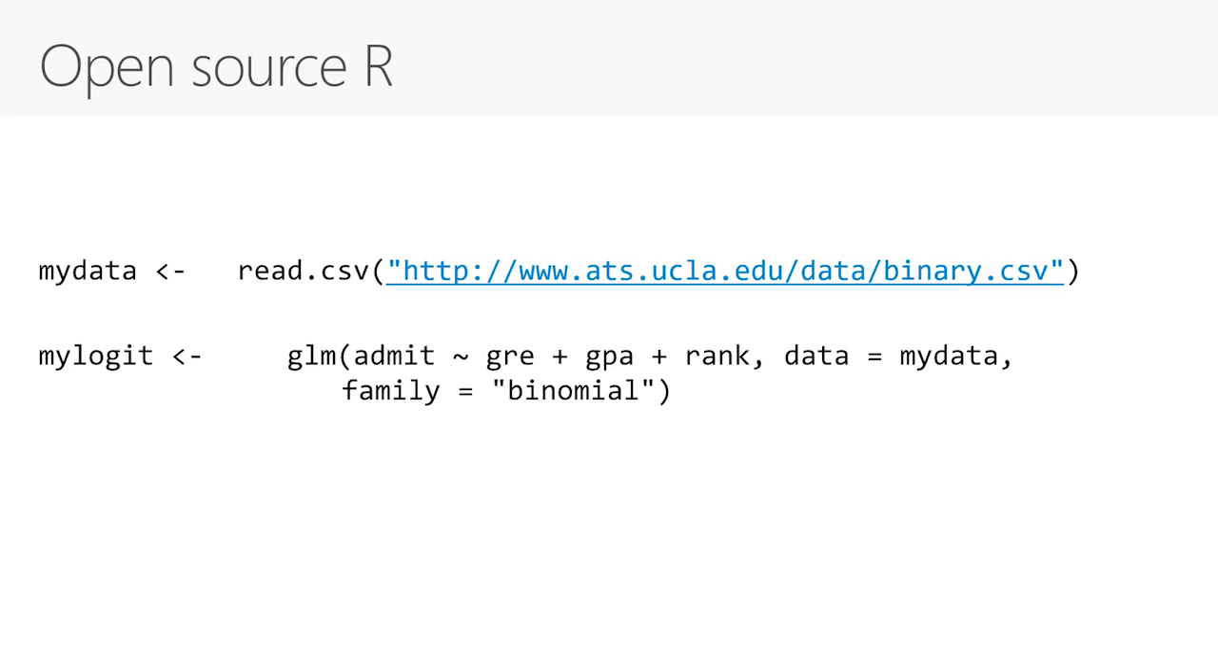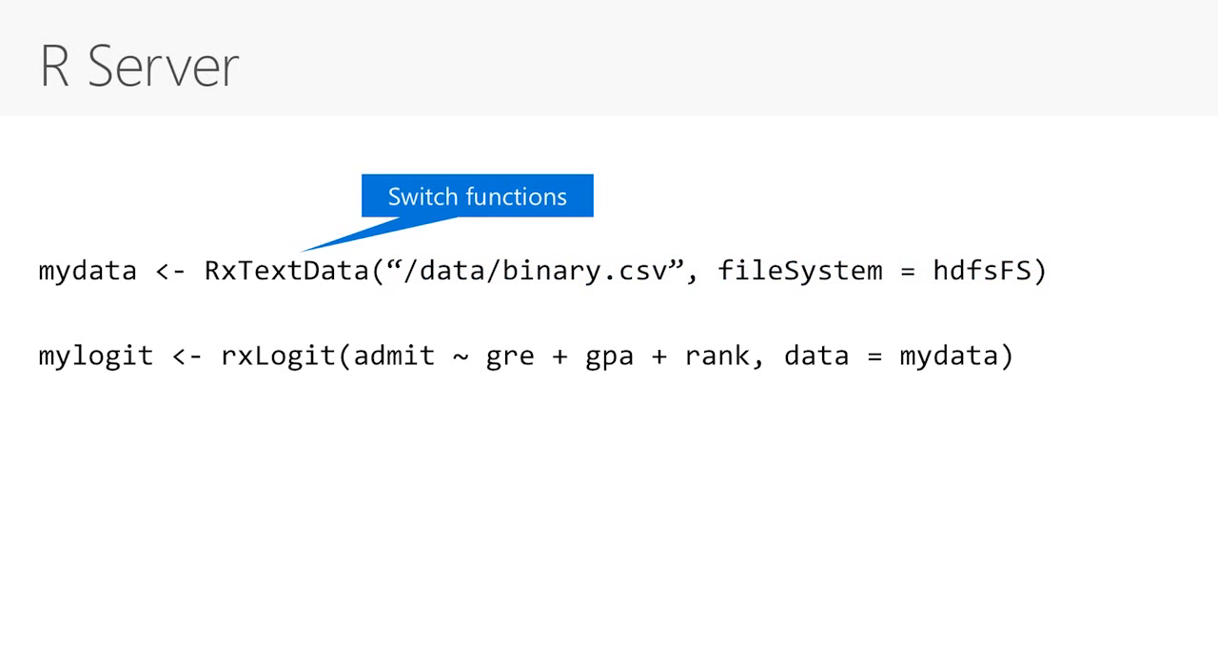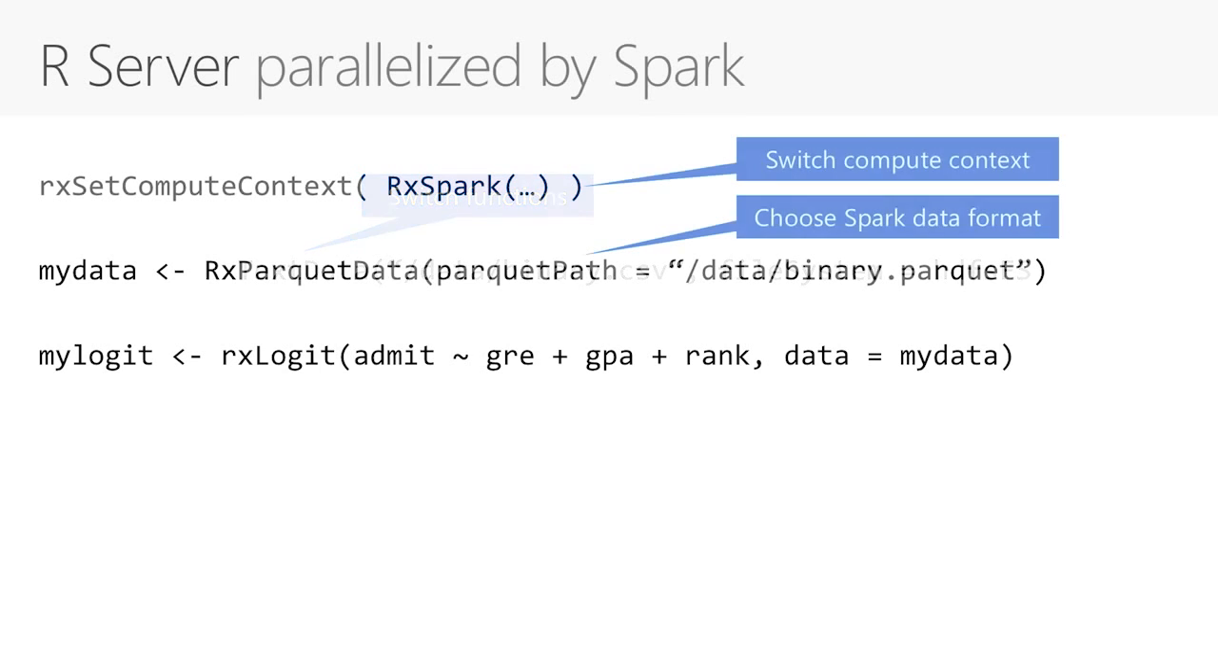We'll start with open source R, where we'll build a simple logistic regression model. In R, it's very easy to do, because the language was designed for statistical tasks. First, we'll read data into a data frame using one of the read functions in R. And then we'll use the GLM algorithm to build the model. To switch to parallelized RServer algorithms, we'll replace function names with the corresponding parallelized versions of the algorithms from RServer. As you can see, the syntax of the function definitions remains largely the same as in regular R. This makes the conversion process fairly easy.